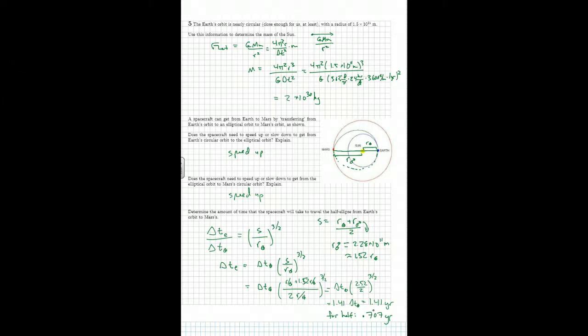That's just a coincidence. So it'll take 0.707 years, which is about 8.5 months for you to get there. If you want to go on a trip to Mars this way, it'll take you 8 months to get there and 8 months to get back. So it doesn't cost a lot of fuel, but it does take a long time.